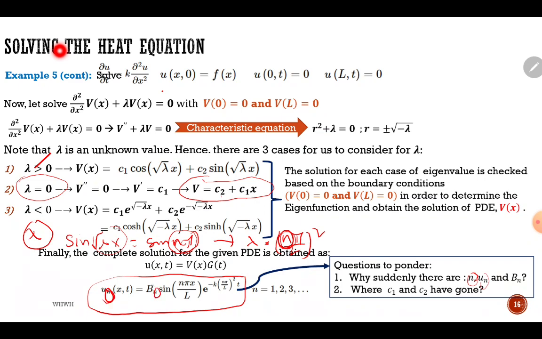Then we have Bn, and this B comes to replace C1 and C2. So we have solved example 5. Hopefully I make it clear. It's quite a long step, but if you understand every single step, then everything will be fine. Okay, so that's all for the second part of the video.